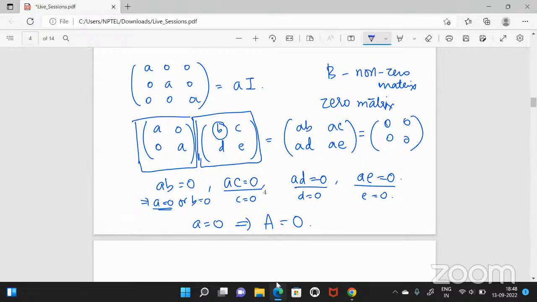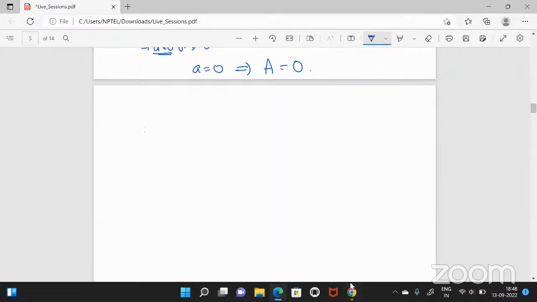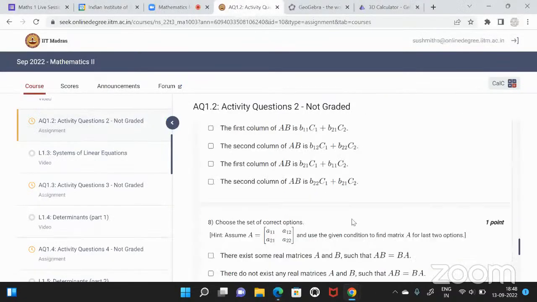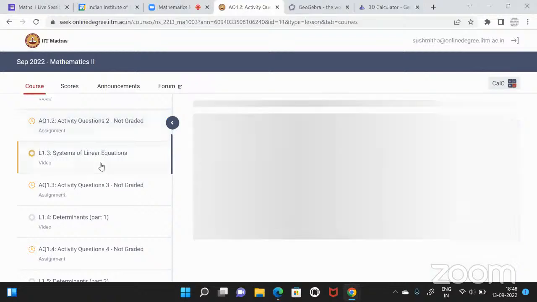So now because I'm proving that the statement is true, I'm taking a general matrix. You see, I didn't choose a particular example. If it was false, I could have just chosen some random example. Clear? Okay. So I guess we are done with this lecture.